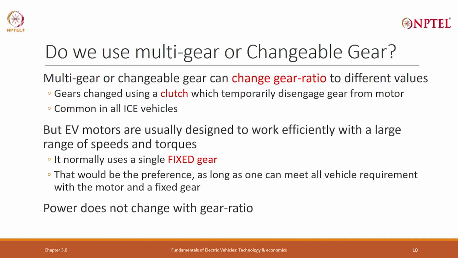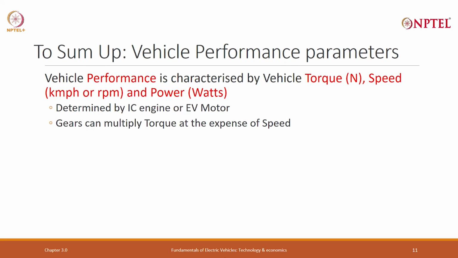Power does not change with gear ratio, that is the important thing. Gear multiplies torque, divides the RPM, the speed. And if there are 3 or 4 gear ratio, you can multiply more, reduce RPM also more, or you multiply less and reduce RPM less. Power does not change. Power change is different. Power change is the current.